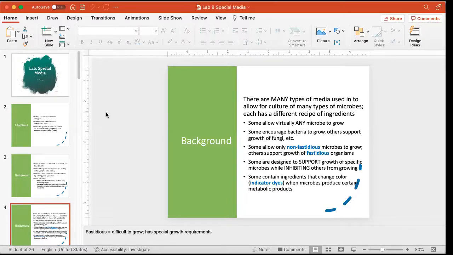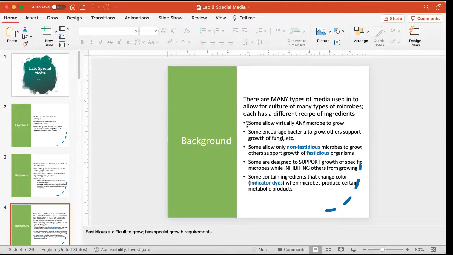Now, I've said before, and you'll hear me say it a lot this summer, there are lots of types of media that you can use in the microbiology lab, and each one has its own specific type of recipe. These are usually available commercially, so you buy them in a dried, powdered form, and then you reconstitute them in the laboratory. If you want to make a broth, you reconstitute them with water. If you want to make a solid media, you put in water and agar, because the agar is going to be what solidifies the media.